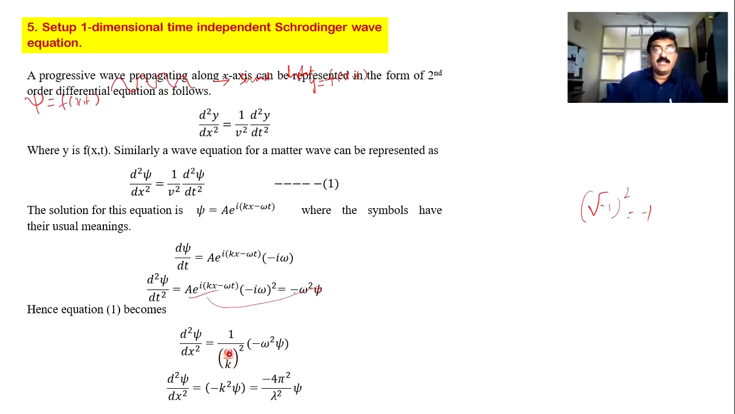So v is already known, it is omega by k, therefore omega by k whole square. Omega square cancels, k goes to the numerator, therefore it is k square psi minus k square psi. Okay sir, what is k? We know k is nothing but 2 pi by lambda. K is 2 pi divided by lambda, therefore k square is 4 pi square by lambda square. So this is 4 pi square by lambda square with a negative sign. Okay, next proceed.